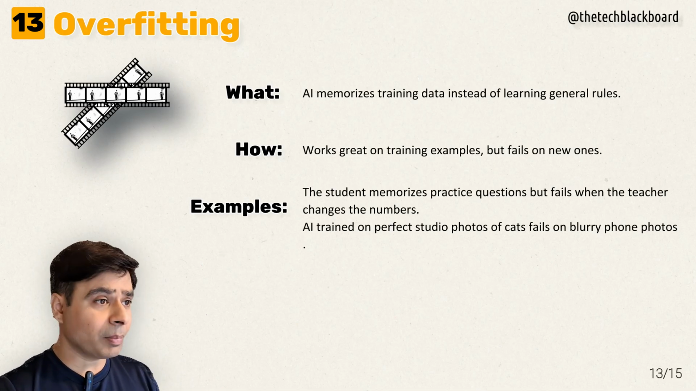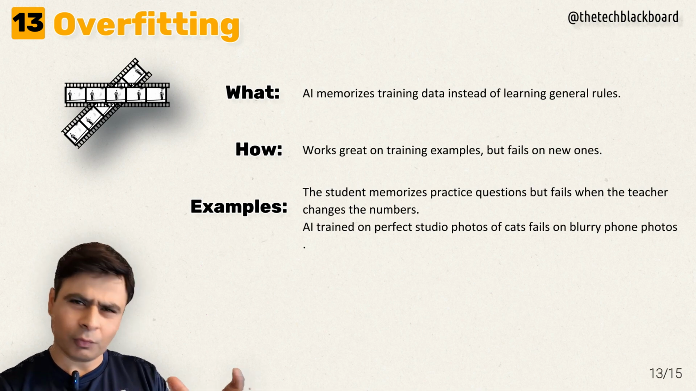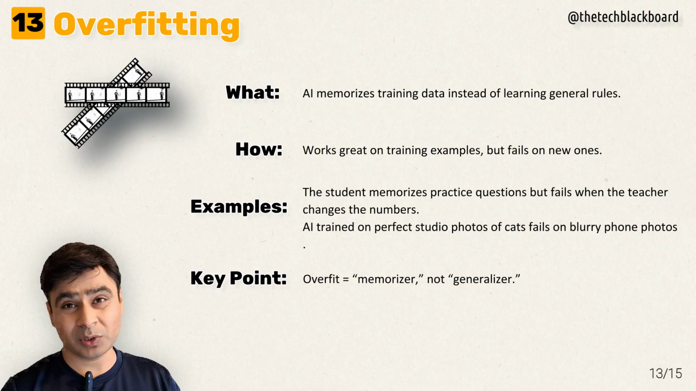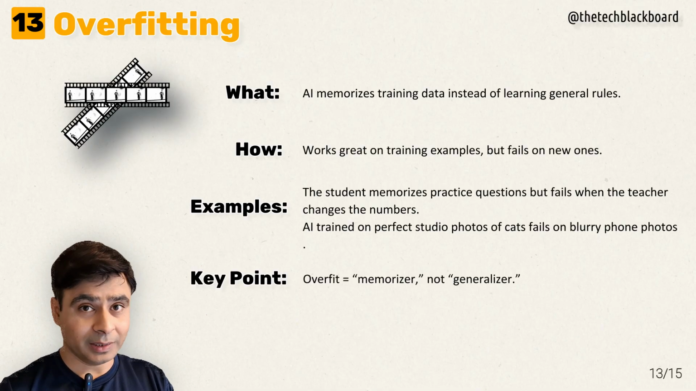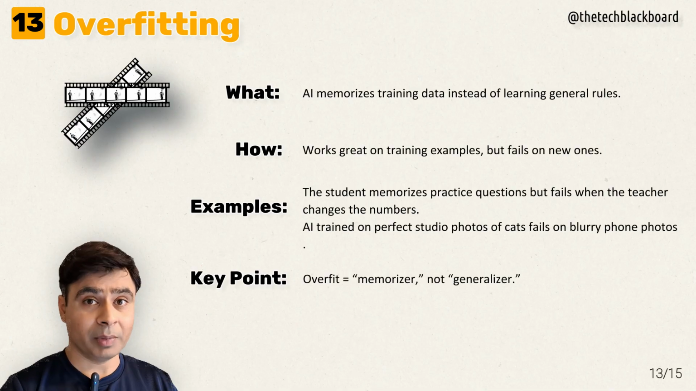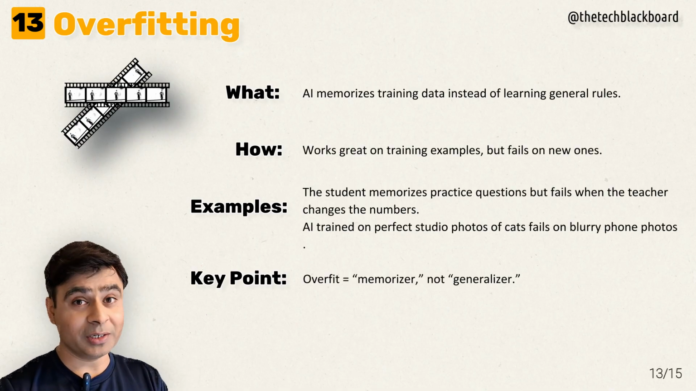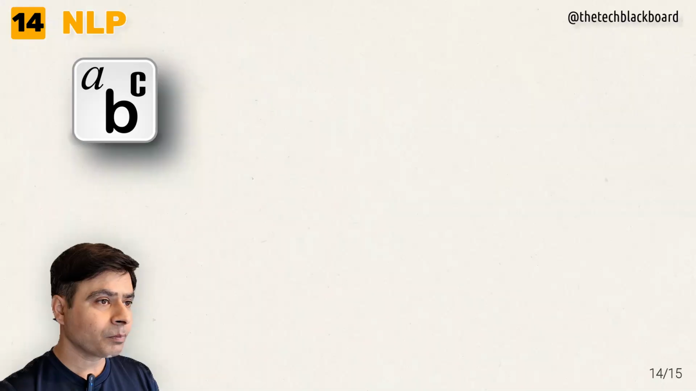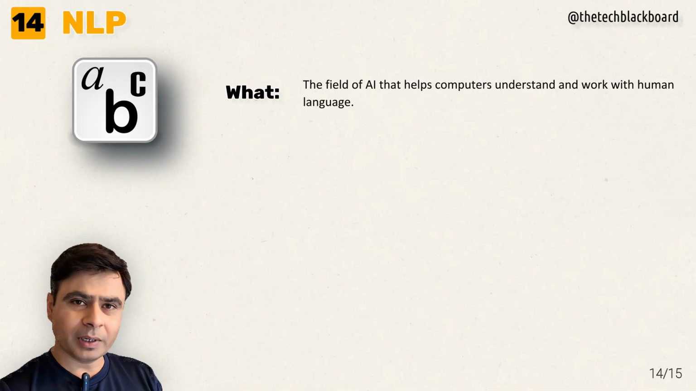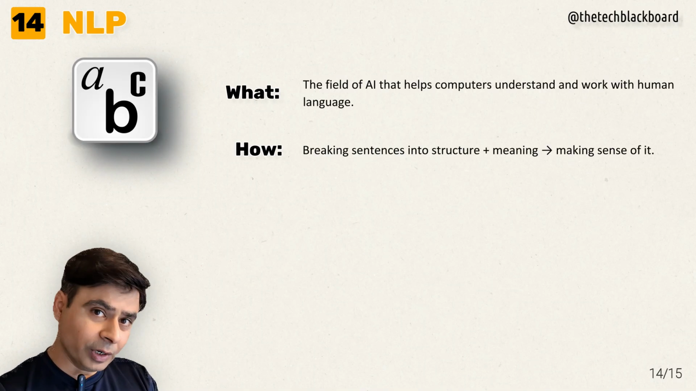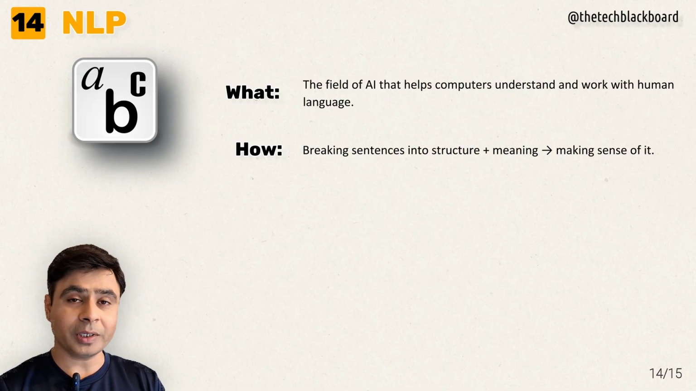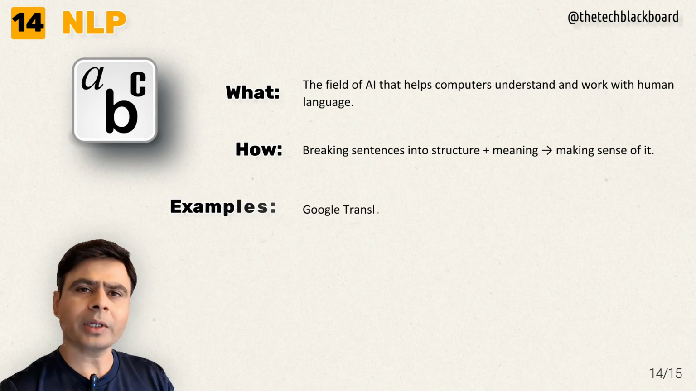What can be the other example? Well, an AI trained on picture-perfect studio photos instead of real photos, which have some noise, some blurriness to it. In that case also the AI can make mistakes. And that brings us to a very interesting term, that is natural language processing, or NLP. What is NLP? In simple terms, NLP is the field of AI that helps computers to understand and work with human language. So what can be the examples?